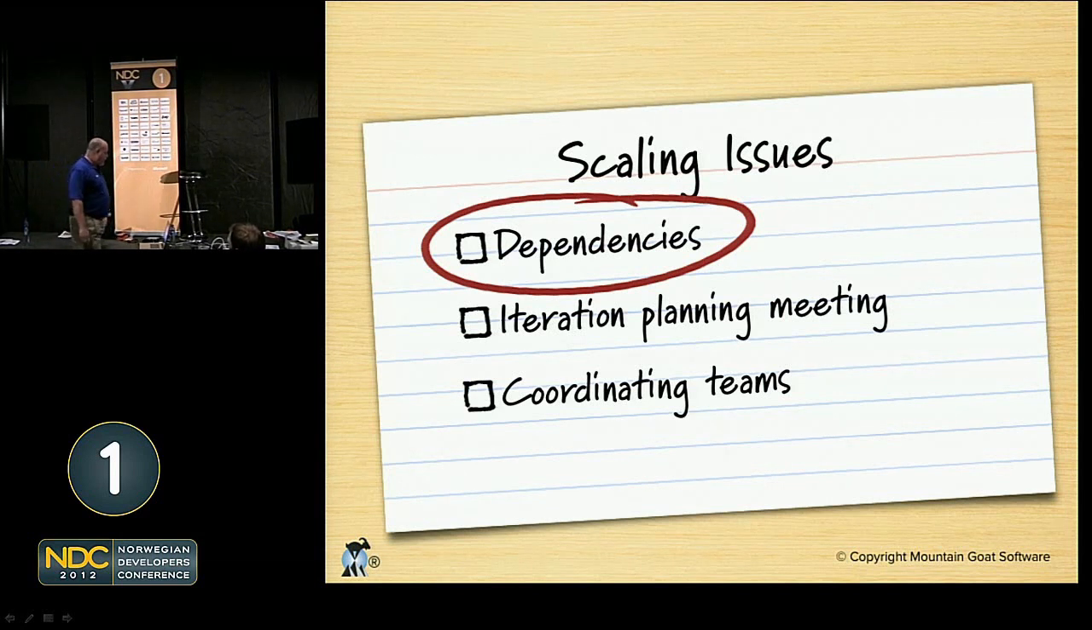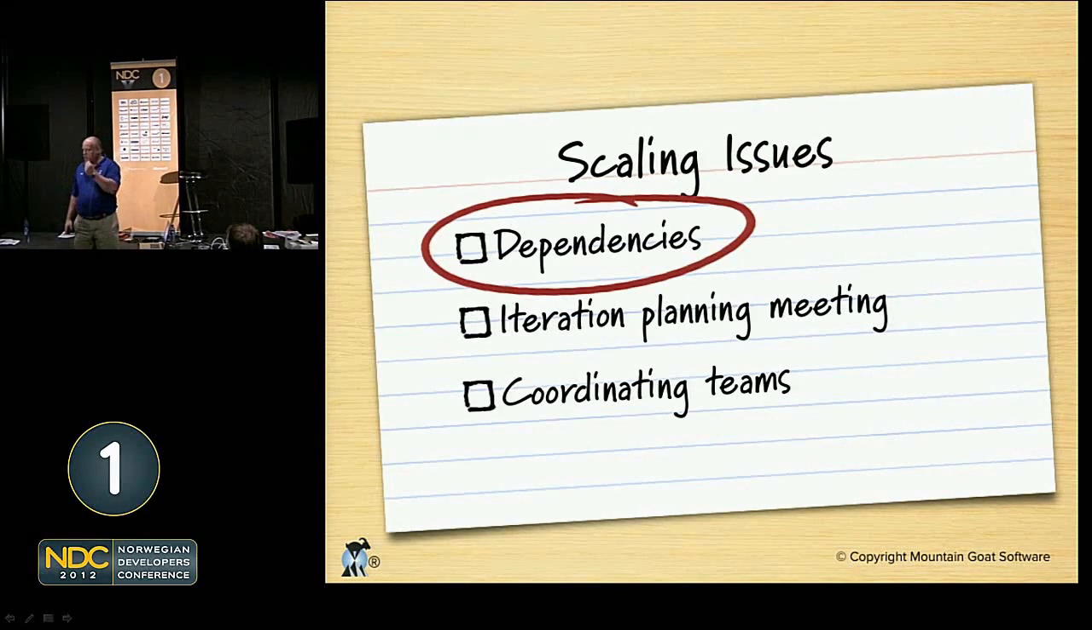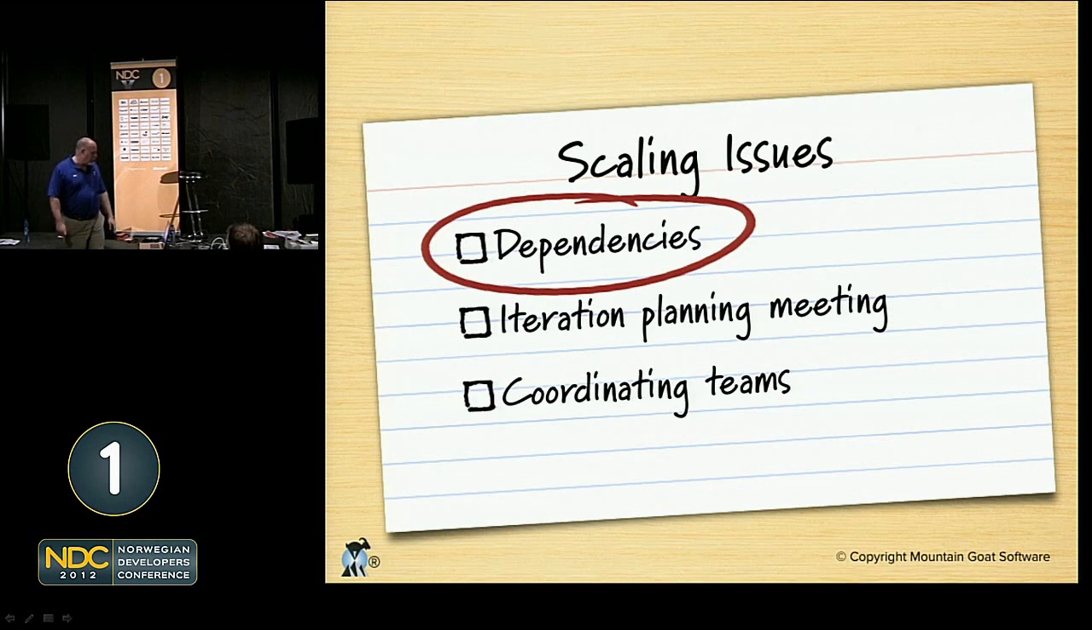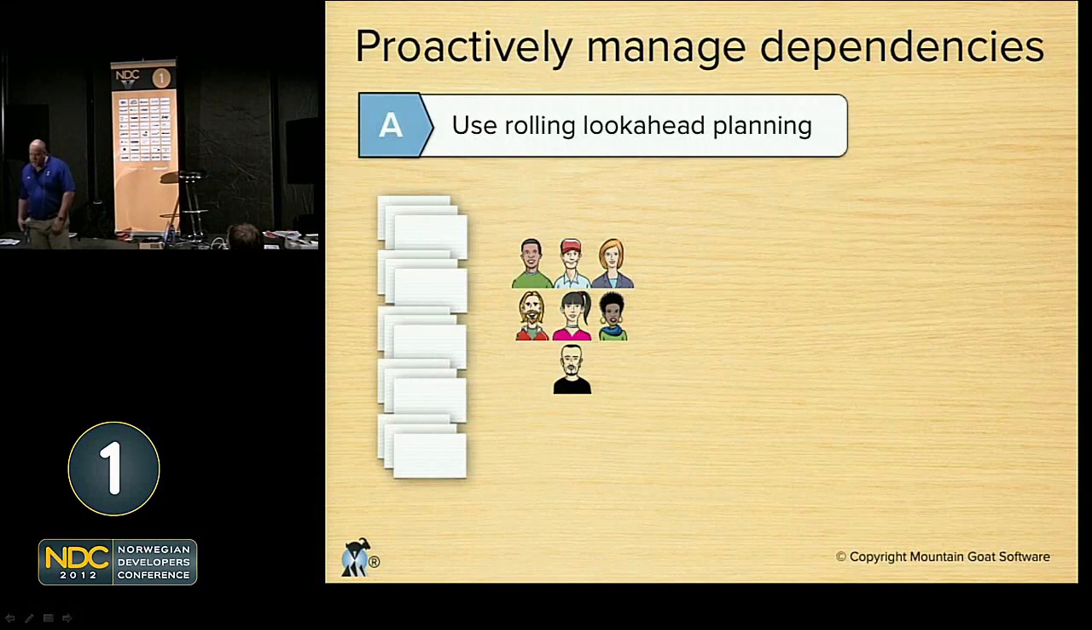And then third, I want to talk about how we coordinate teams together. What can we do to get teams working together within an iteration or sprint? So let's start with our dependencies here. A couple of things we can do to manage dependencies. The first thing I'd like you to do is what is called rolling look-ahead planning.